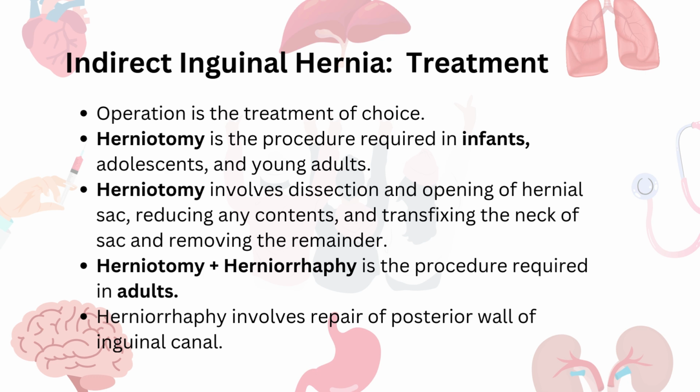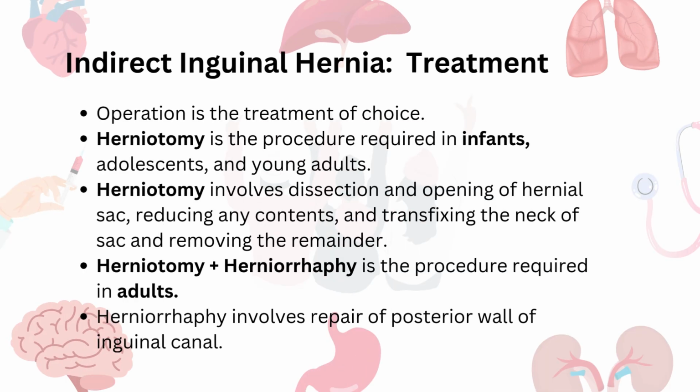Herniotomy is what? Herniotomy basically involves the dissection and the opening of the hernial sac, reducing any contents which are present inside the swelling, and transfixing the neck of the sac and removing the remainder. So, what you are doing, you are just making a hole, you are just fixing the contents which were inside, and you are closing it, and you are strengthening the wall with the help of some sutures, etc.